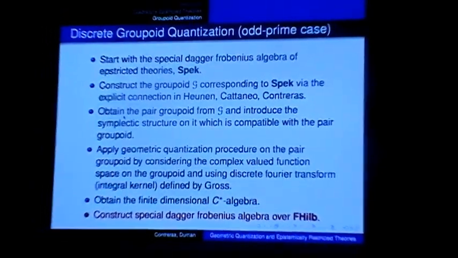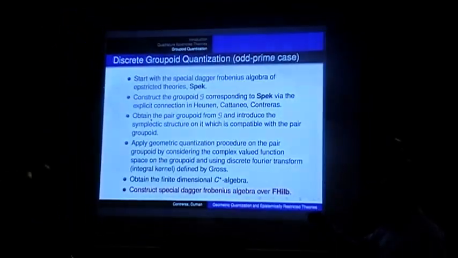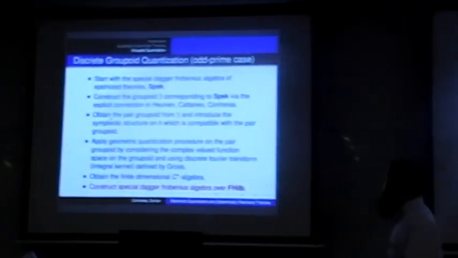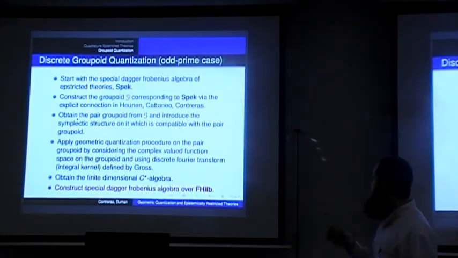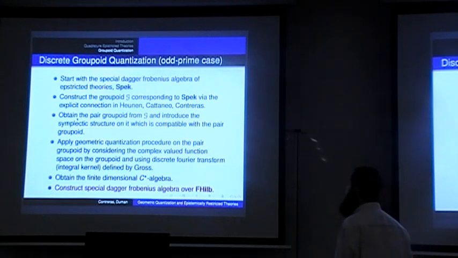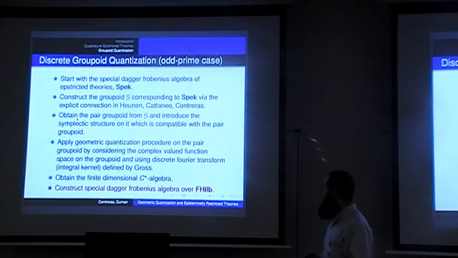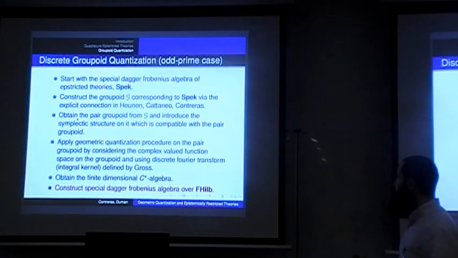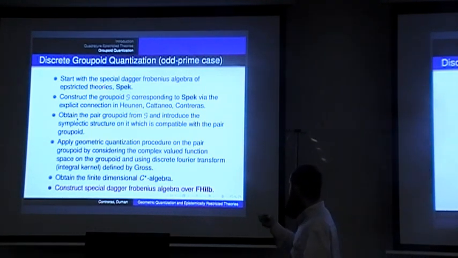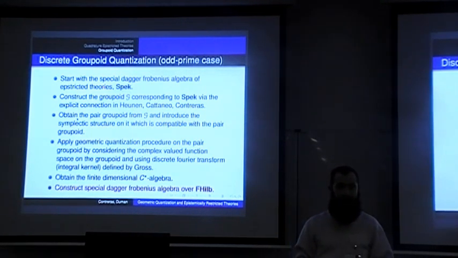And from that finite dimensional C-star algebra, we can obtain the special dagger Frobenius algebra in the category of finite dimensional Hilbert spaces. So basically that will give us a functor from the Frobenius algebras of relations to the Frobenius algebras of finite dimensional Hilbert spaces.